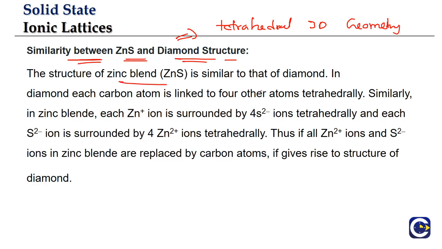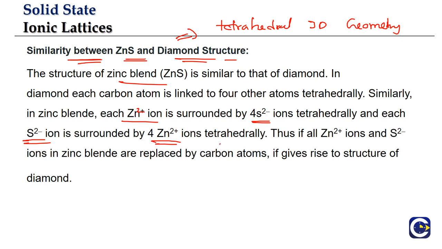If you look at the zinc blende structure, what we'll be having is the zinc 2 plus ions surrounded by 4 sulfide ions, and each sulfide ion is surrounded by 4 zinc 2 plus ions. This is what we have in the zinc blende structure, and these are surrounded in what? Tetrahedral geometry. Now think about it. The cations and anions, both of them are replaced by carbon atoms. So in zinc blende structure, what are we having? There are 4 cations in the unit cell and 4 anions in the unit cell.